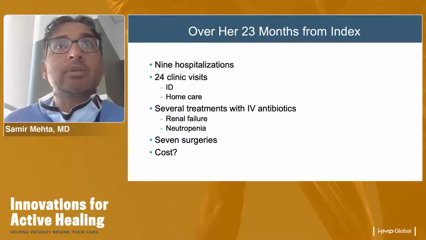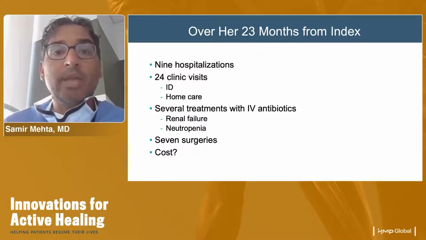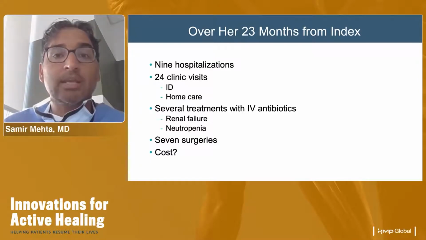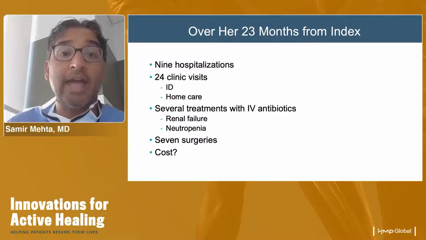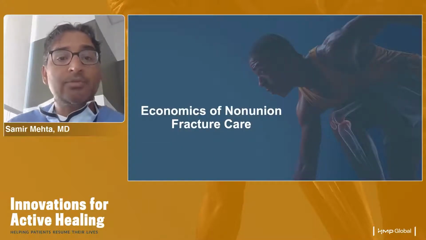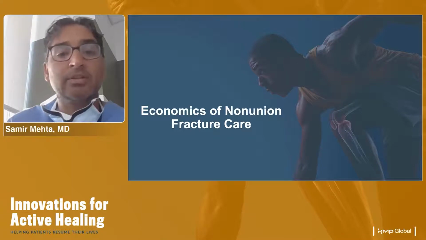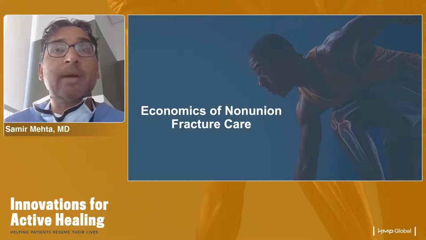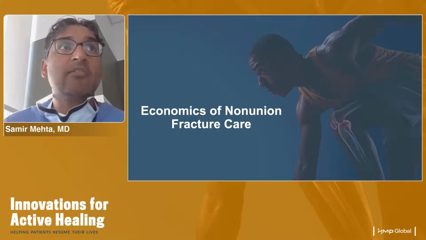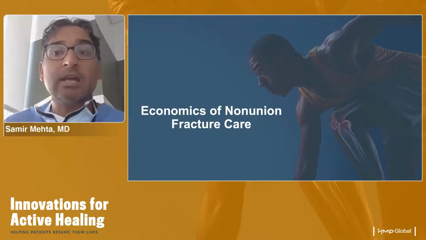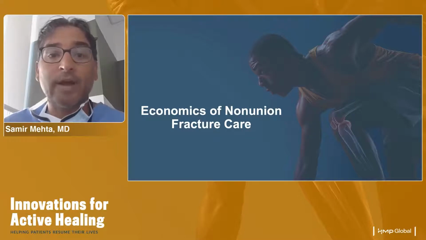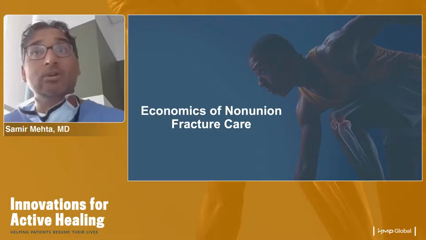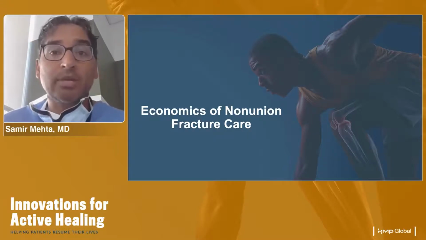And I don't like to look at patients as dollars and cents, but we have to think about how our decision-making impacts ultimately our ability to deliver care to everybody. And so we're going to talk a little bit about the economics of non-union fracture care, because non-unions are very common. Non-unions happen in about 10 to 20% of patients who have a fracture. So it is not uncommon for a patient to have a fracture that doesn't heal. And so managing that becomes really an important thing.